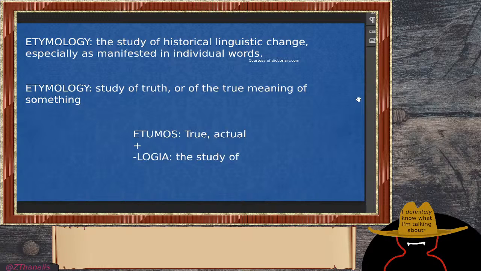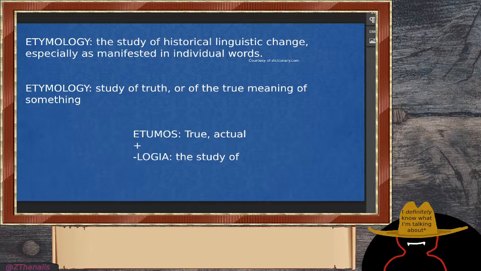In this case, etymology comes from ancient Greek etymos, true or actual, and logia, study of. So study of true meaning of things, which then over time, as it was applied in their day and since then, came to mean the study of the true meaning of language and of words.